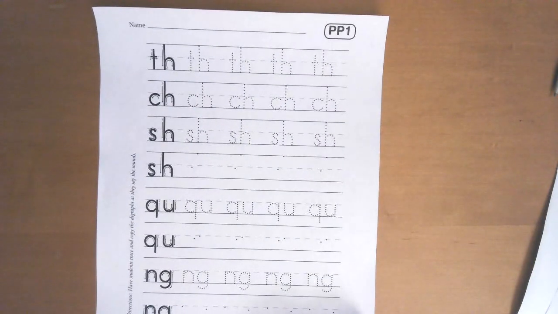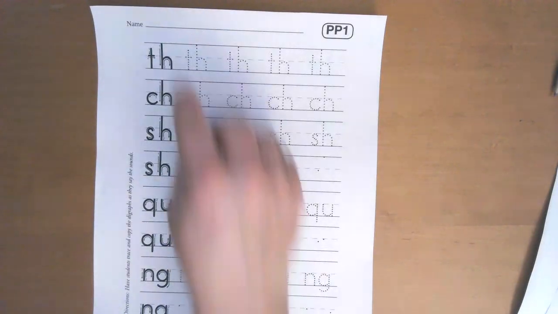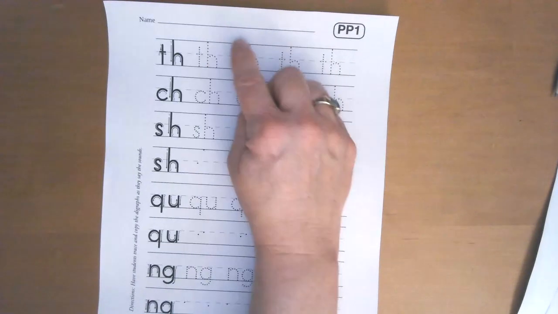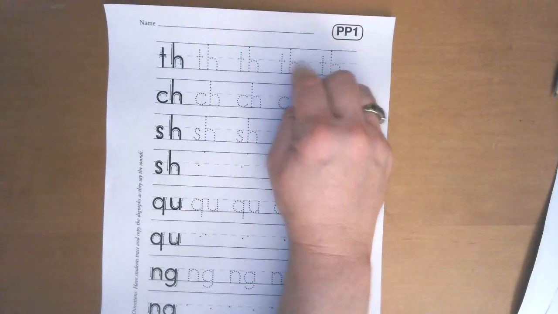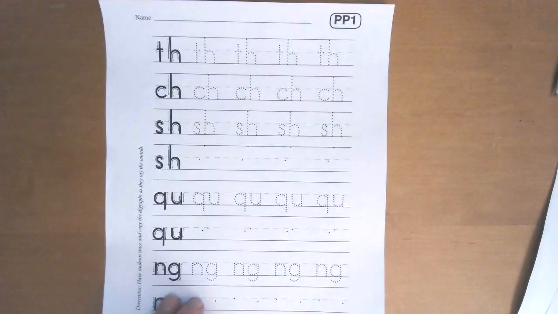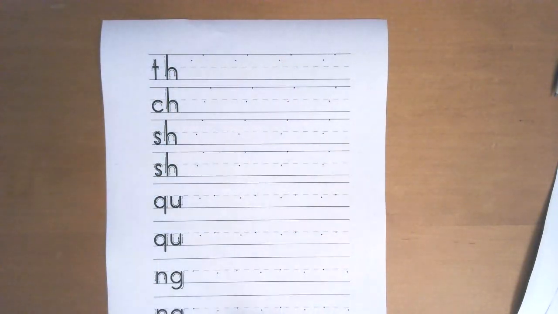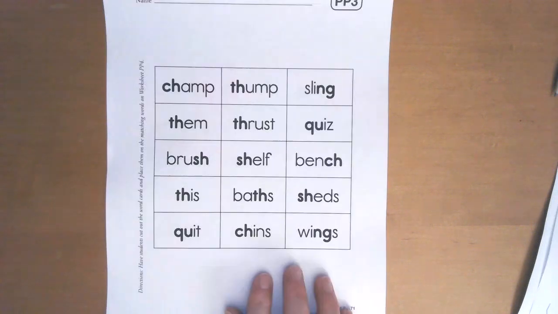Some practice writing the digraphs. Again, saying the sounds as you go, so you can trace it and say, and then I would do the voiced, etc. So, ch. And in the back, it's the same letters, but it doesn't have the tracing. It just has the dots where they start writing the letters.